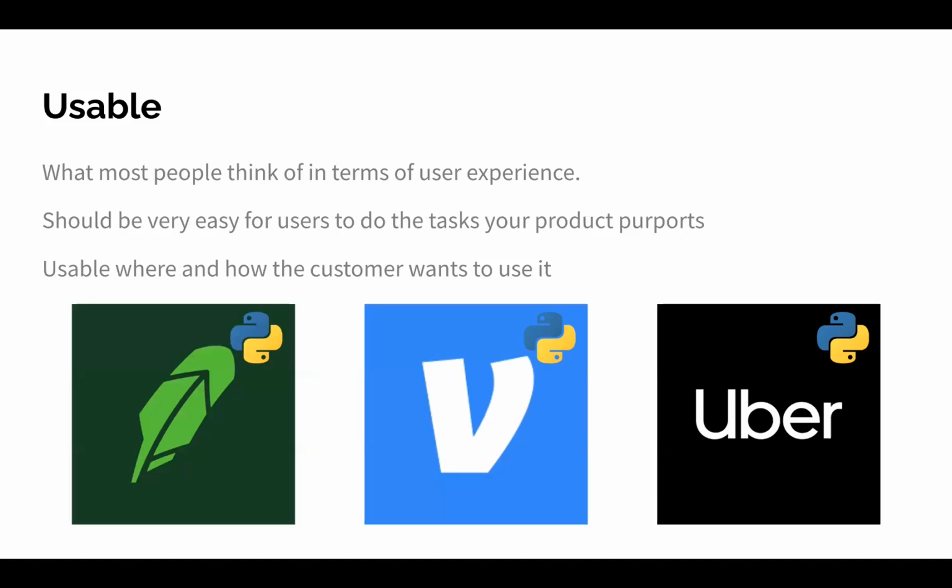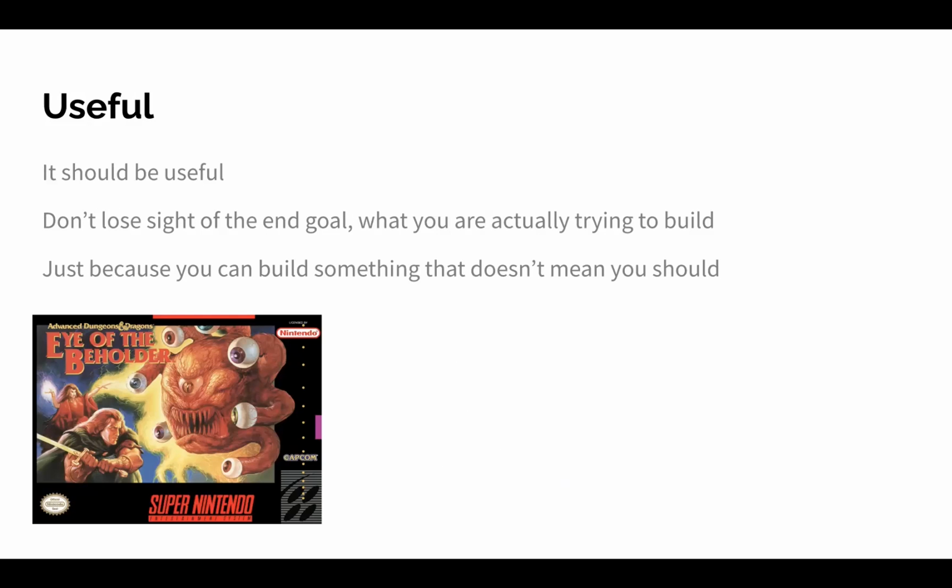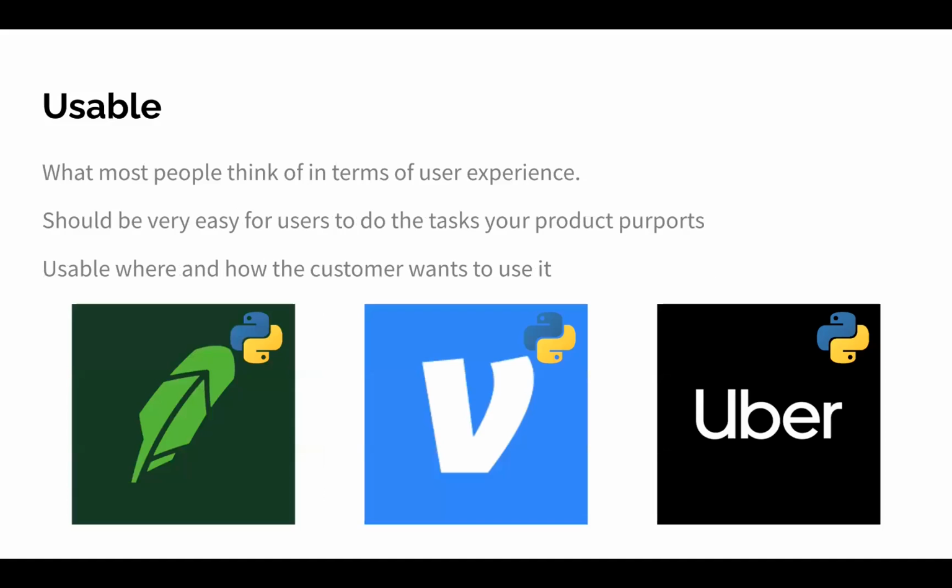Next up is usable. They both have the use keyword in it, but it's different. Useful means that it has some purpose or value, but usable talks about ease of use. And this is what most people think of when it comes to the user experience. Like, wow, this is really easy to use. Apple products are really easy to use. Some examples of usable apps include Robinhood, Venmo, and Uber. And they disrupted all the industries that they were in by simply being more usable than their competitors.